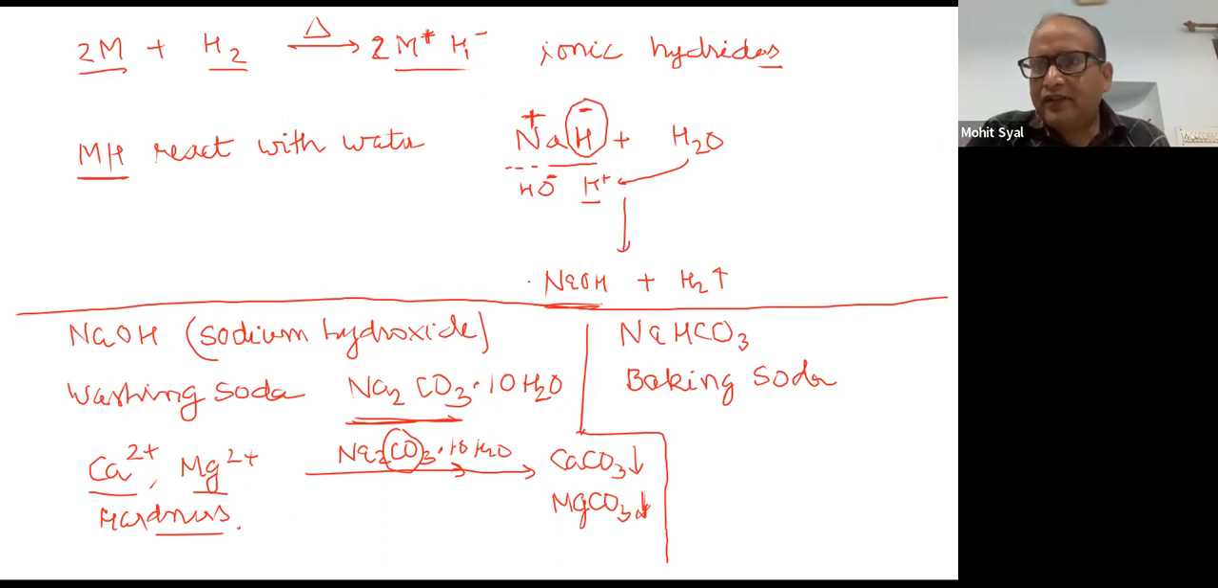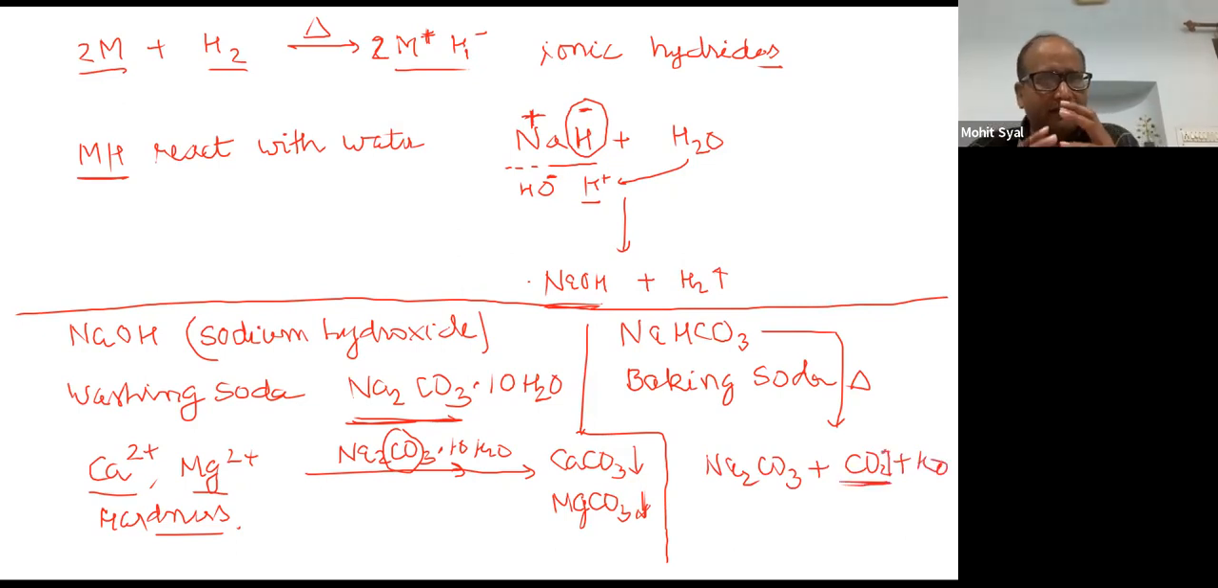Suppose if you heat it, it decomposes to Na2CO3 plus CO2 plus water. So if the dough is there, the dough will be very hard upon baking. If this baking soda is there, it will release carbon dioxide, and small bubbles of carbon dioxide will form. That will make the cake softer, and the cake will have small porous holes. So it is used in baking.